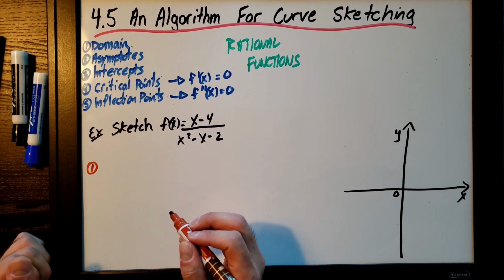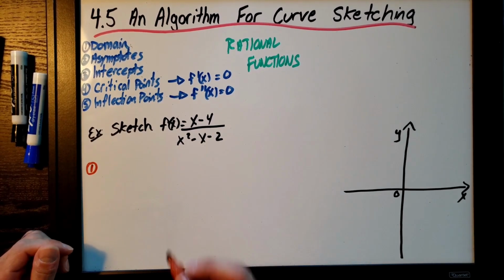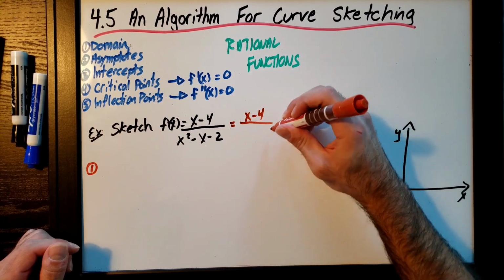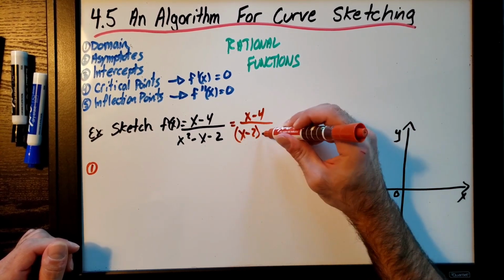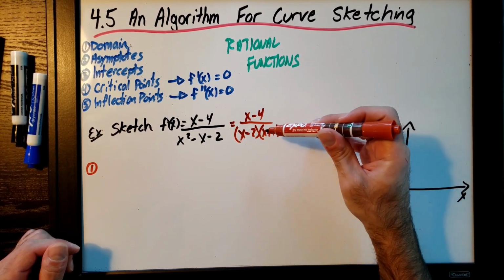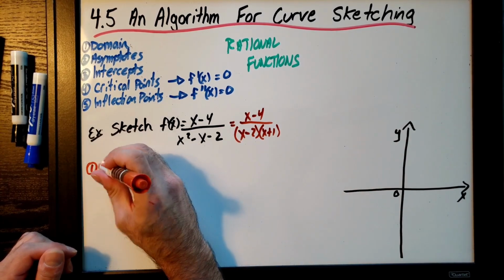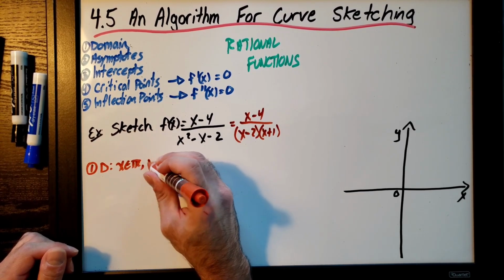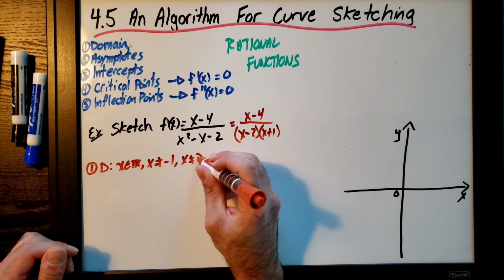My domain in a rational function is a little more complicated because, first of all, I need to factor this. So I want to rewrite this in factored form because I can see my asymptotes way more clearly. So I'm going to factor this denominator. And now I know that x can't be negative 1 and x can't be 2. So my domain is all real numbers, but x can't be negative 1, x can't be 2.